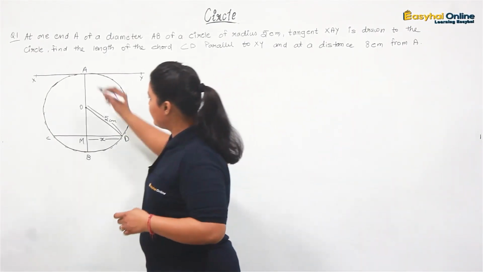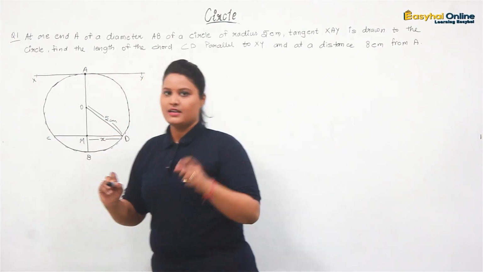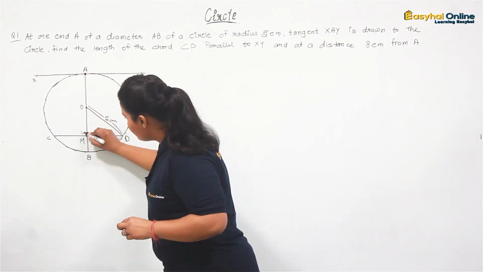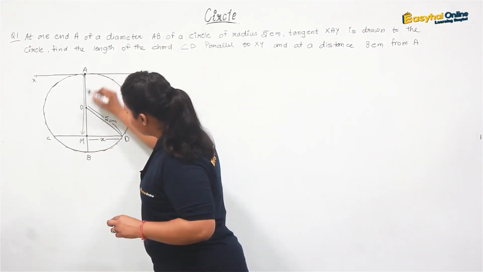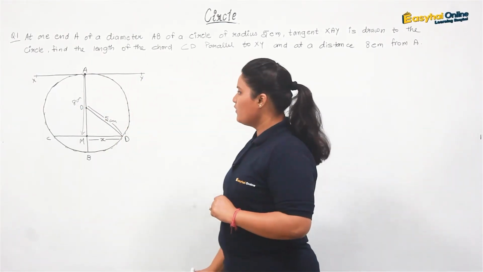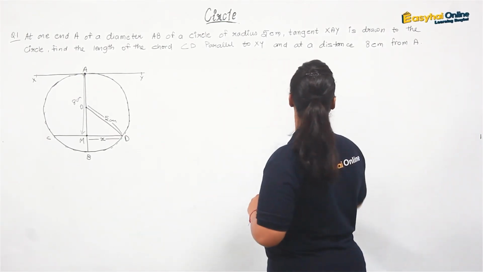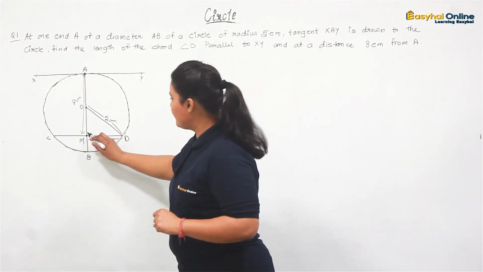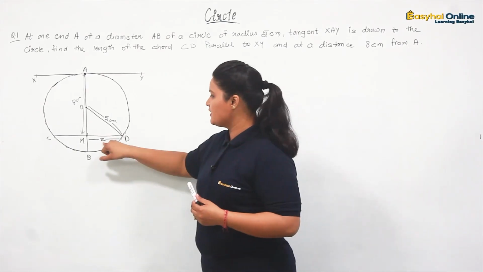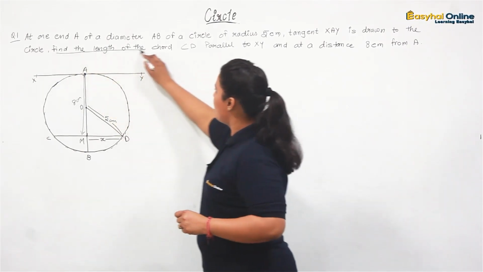It is given that the distance between point A and the chord, the point M, is 8 centimeter. Basically we have to find out the distance MD. I have mentioned this as X. I have to find the length of the chord.